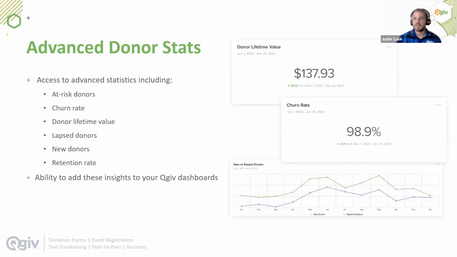We'd be happy to. And then we have all of the advanced donor stats that we were talking about before: at-risk donors, that churn rate, donor lifetime value, lapsed donors, new donors, retention rate. All of that is tracked within Qgiv itself. And then you will also have the ability to add these insights to your Qgiv dashboard.